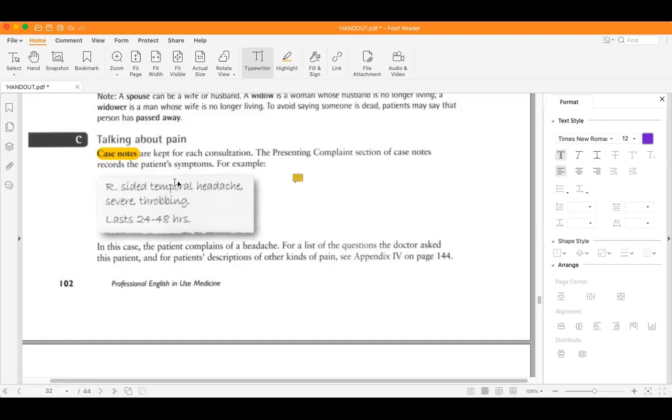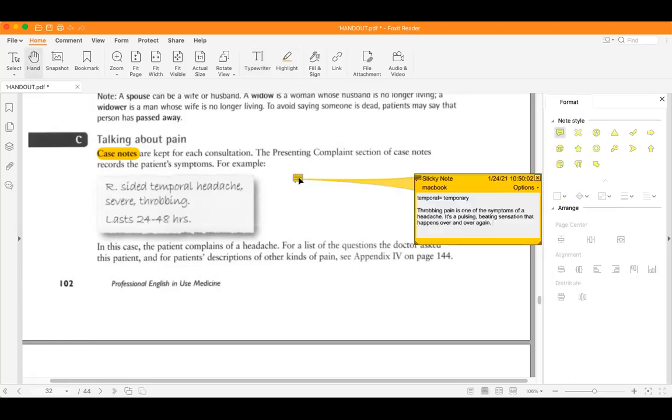We have, for example, this one. The patient suffers from right-sided temporal headache. What is the meaning of temporal? Temporal means temporary or happening for a short time. That is, not a continuous headache. No, it comes and goes.